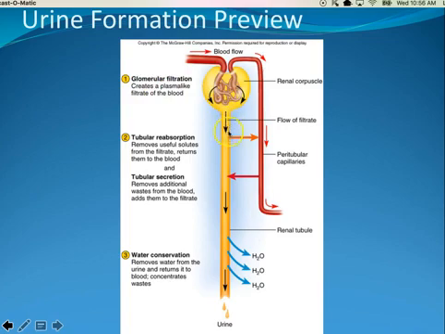Again, it flows down the proximal convoluted tubule, and you have tubular reabsorption, tubular secretion. So again, things that are useful are being reabsorbed back into the blood, which is what you're seeing here with this orange arrow. And then you have tubular secretion, which means that things that we don't want in our blood that didn't get filtered out in this initial glomerular area are put into the tubes. And then later on in the tubules, we have water conservation, where we reabsorb any water that might otherwise be lost in urine.